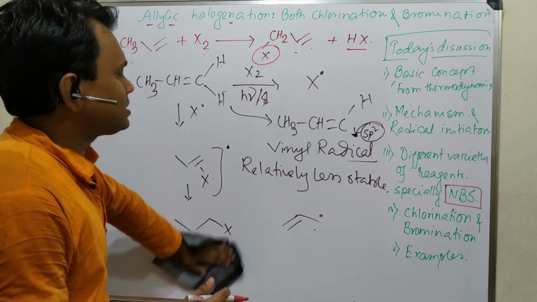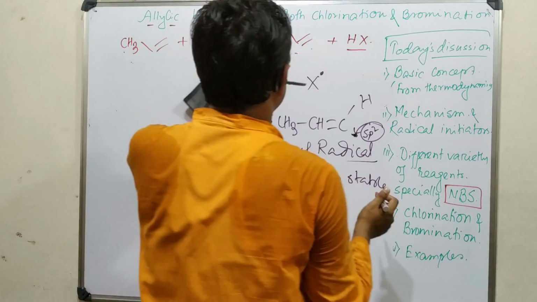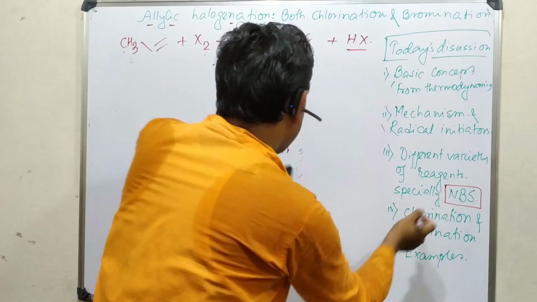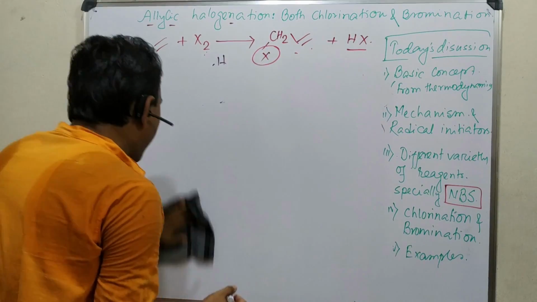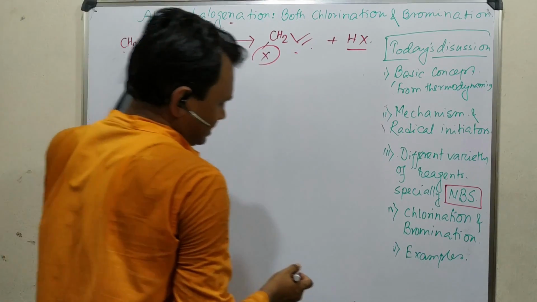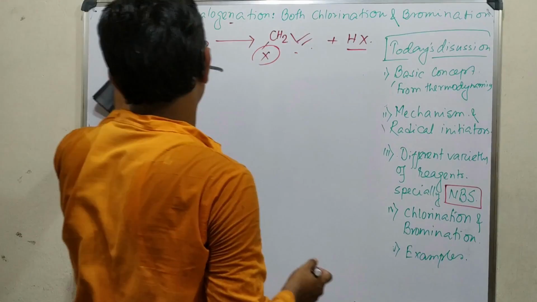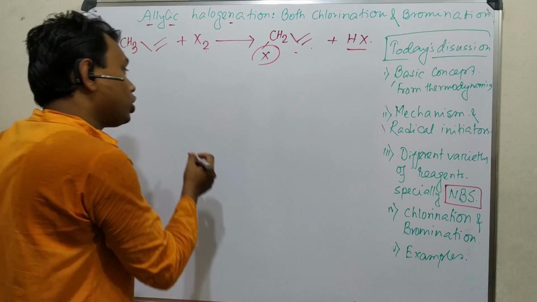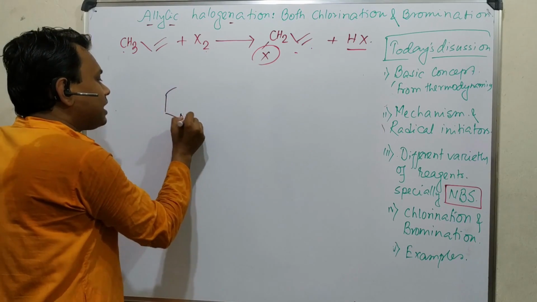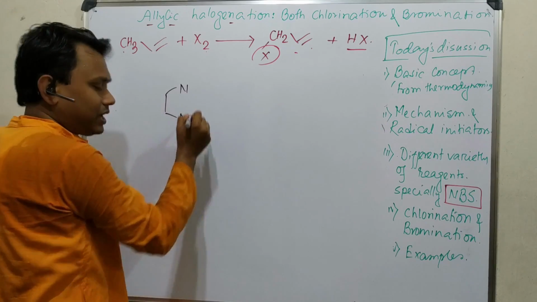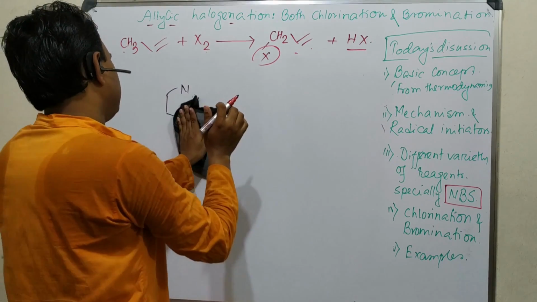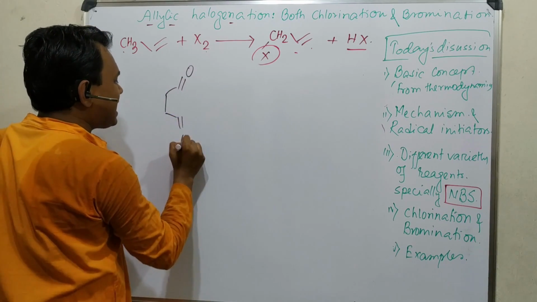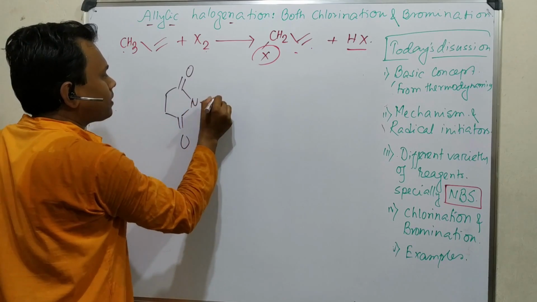And so we have discussed the mechanism. Now we will focus on different varieties of reagents, and mainly we will focus on NBS. So why NBS and what is NBS? NBS is a very famous reagent, named N-Bromosuccinimide. I have explained a little bit the role of NBS in halohydrin formation. Okay, I have explained. Please go through that in the previous video, the bromination of alkene. So NBS is N-Bromosuccinimide.